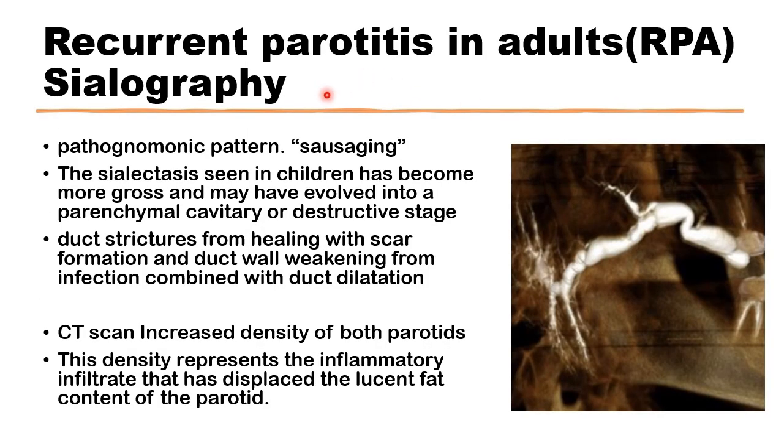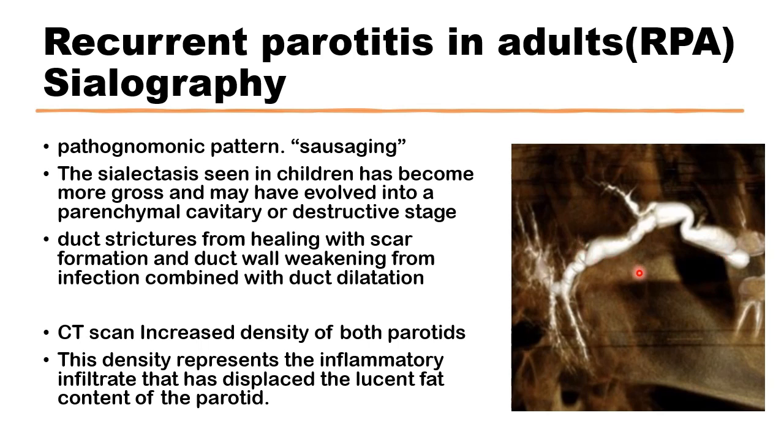Sialography can be useful in establishing the diagnosis of recurrent parotitis in adults. It shows this characteristic sausaging. This is due to the sialectasis, the significant dilatation of the duct system associated with occasional fibrosis at certain segments due to scar tissue formation or the weakening of the duct wall.